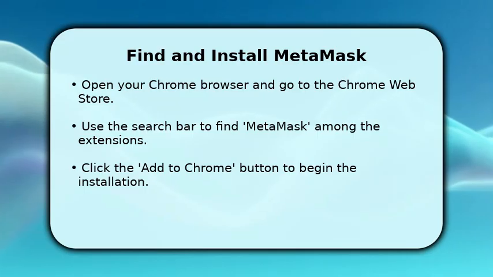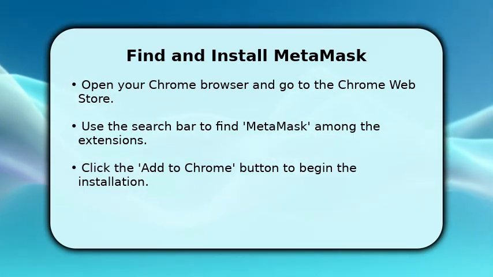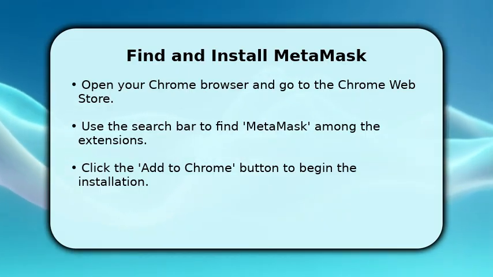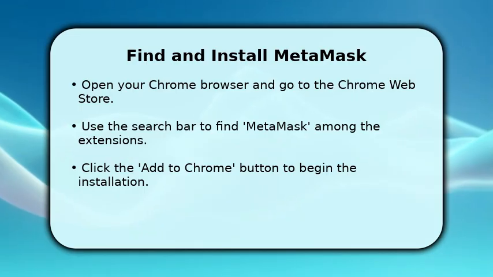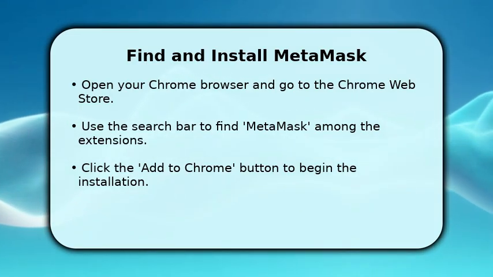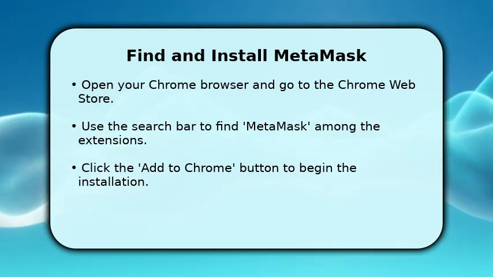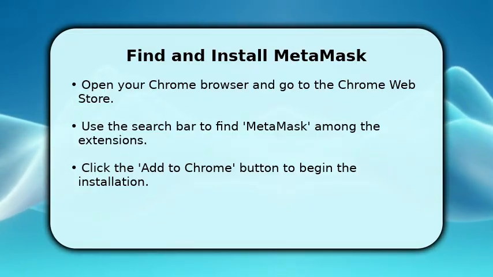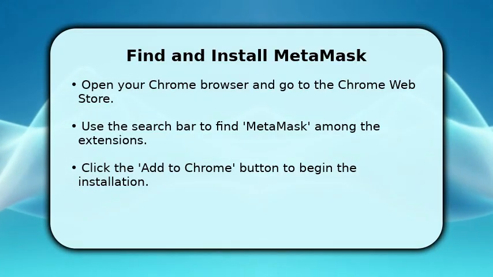To start, open your Chrome browser and navigate to the Chrome Web Store. Once there, use the search bar, typically located at the top, and type in MetaMask. You should see the official MetaMask extension appear in the search results. Click on it, and then simply select the Add to Chrome button. A small pop-up will ask for confirmation. Click Add Extension to complete this step. The installation usually takes only a few seconds.